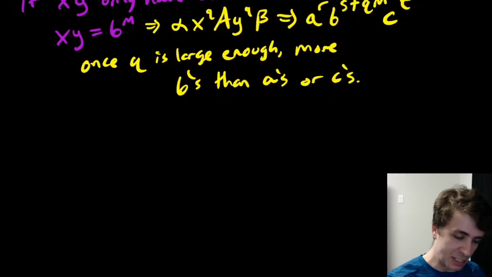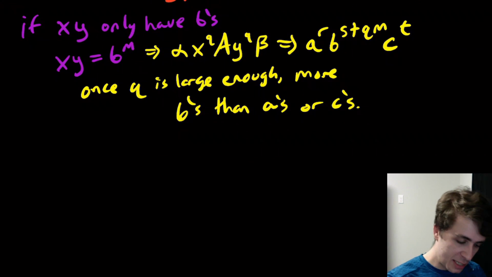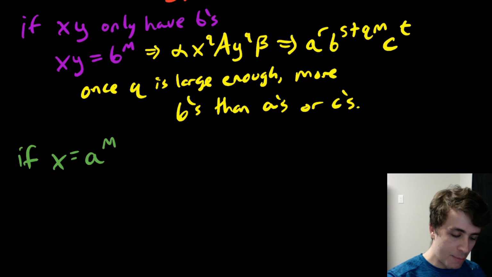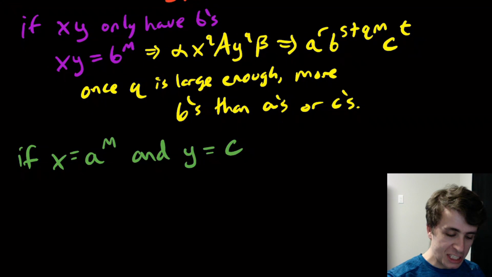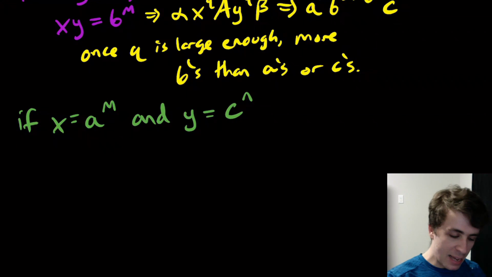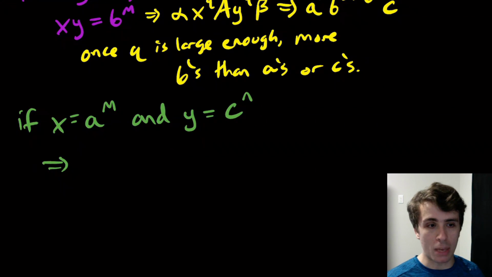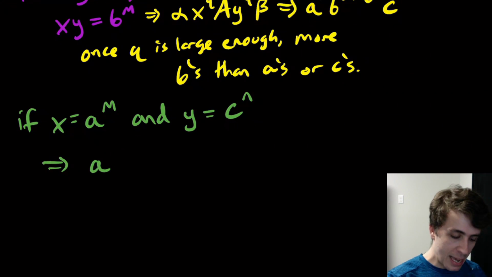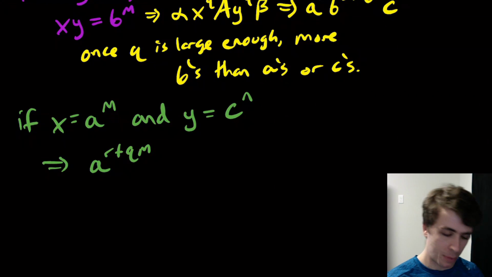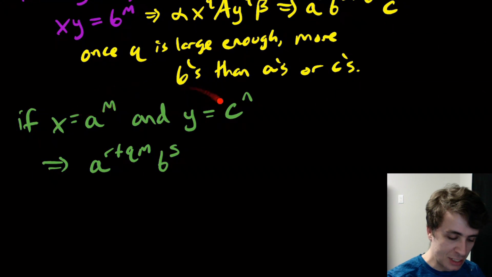So let's just assume that that's the case. Let's say that if X is equal to A to the M for some M, and Y is equal to C to the N for another integer N, then what we can get just by applying the same argument is that the string A to the R plus QM, if we apply that application Q times just like we did before, then B to the S, the number of B's never changed because the X's and Y's don't have B's in them.